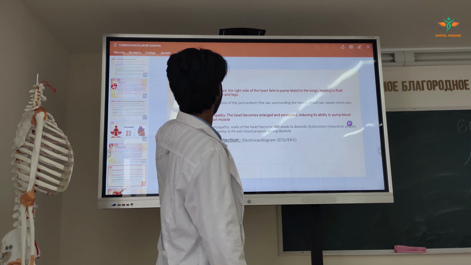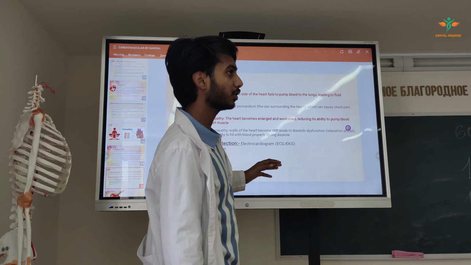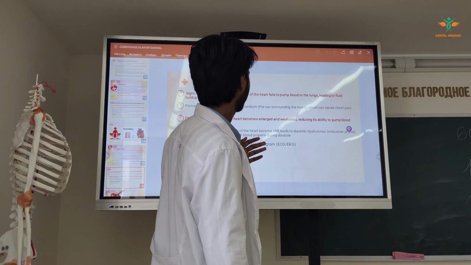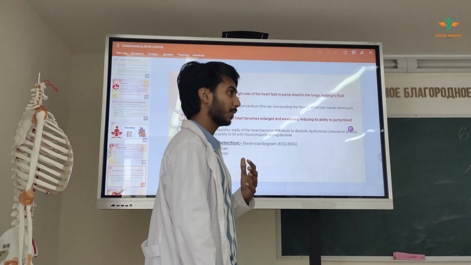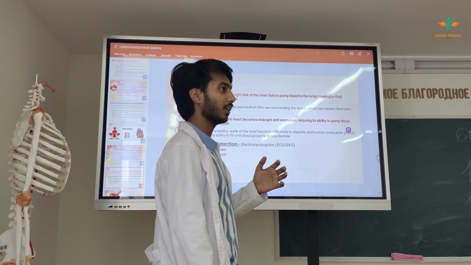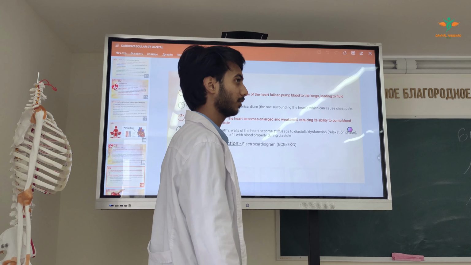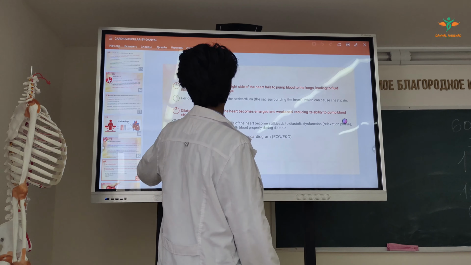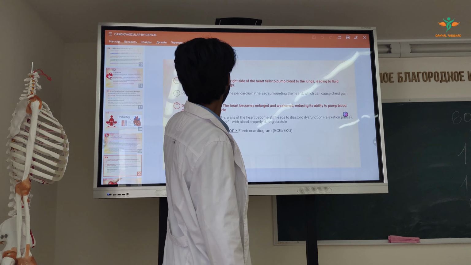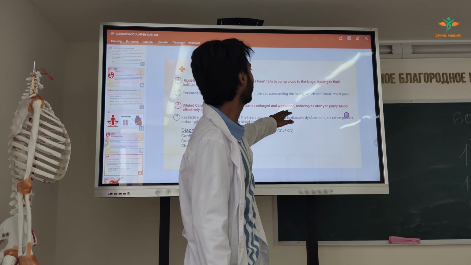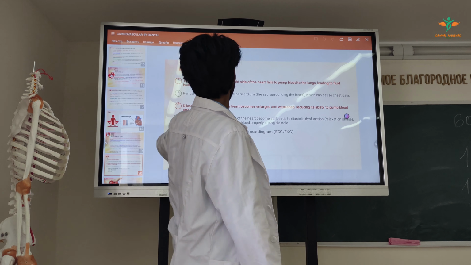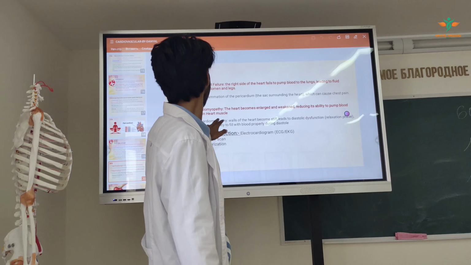Then pericarditis, inflammation of the pericardium, which can cause chest pain because most of the nerves and arteries are attached to the pericardium. That's why it feels like chest pain. And dilated cardiomyopathy: the heart becomes enlarged and weakens, reducing its ability to pump blood effectively.